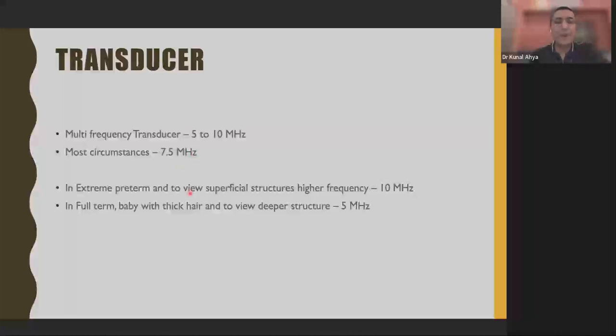If the baby is very small, as you had learned, the higher the frequency, the better the resolution and the better the more superficial structures can be seen. For a lower frequency, deeper structures are seen. So in a full-term baby or babies with thick hair, you can use a 5 megahertz probe. In the same probe, you can set the frequency. For a smaller baby and more superficial structures, you require a higher frequency. For bigger babies, those with thick hair, or when you want to see deeper structures, you will need a lower frequency.